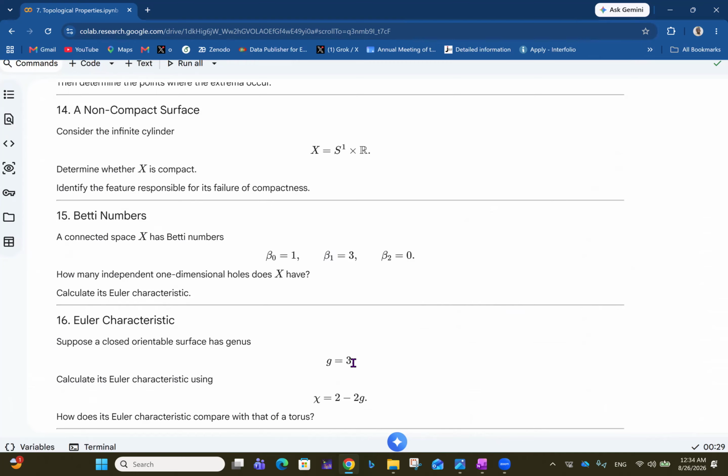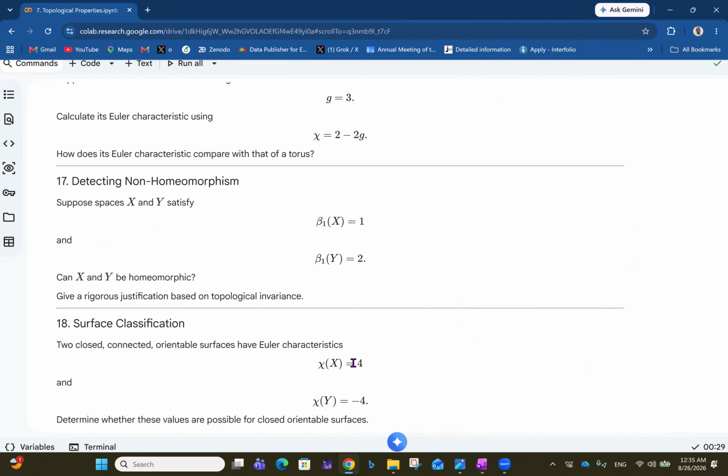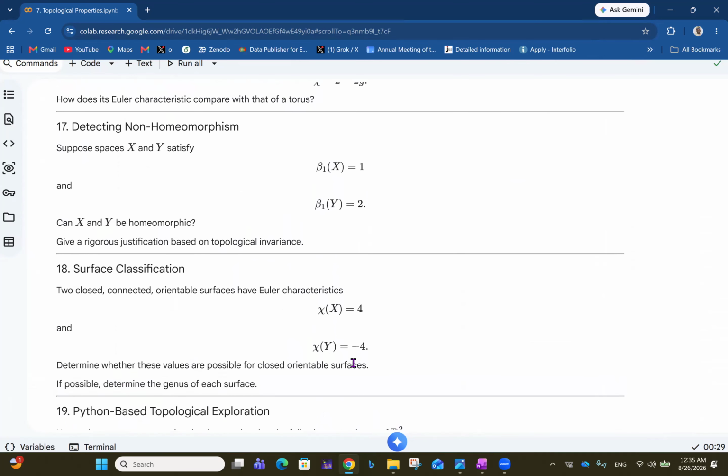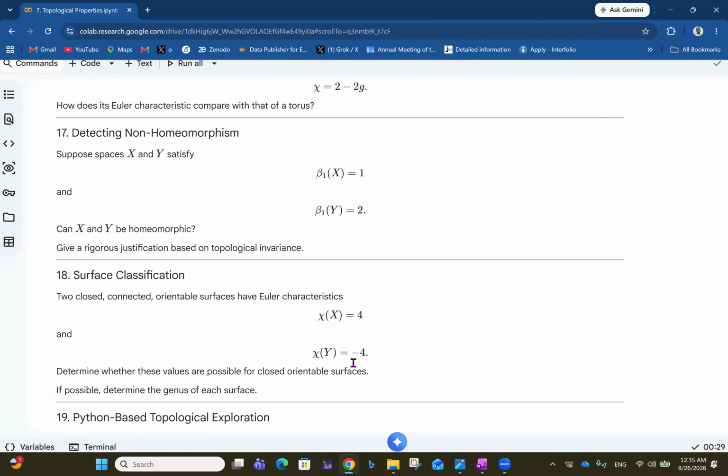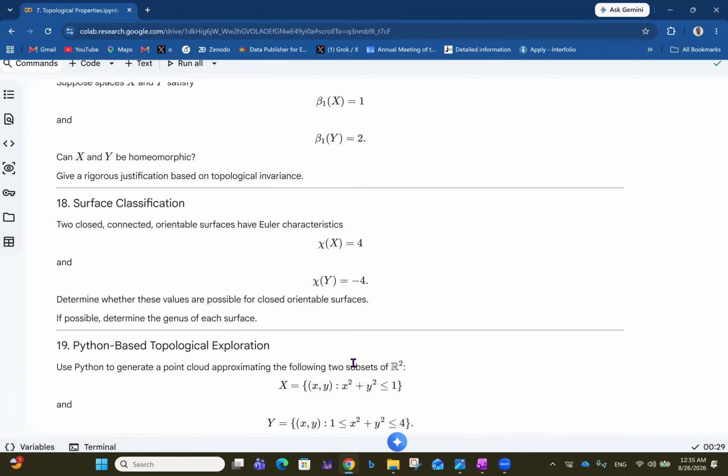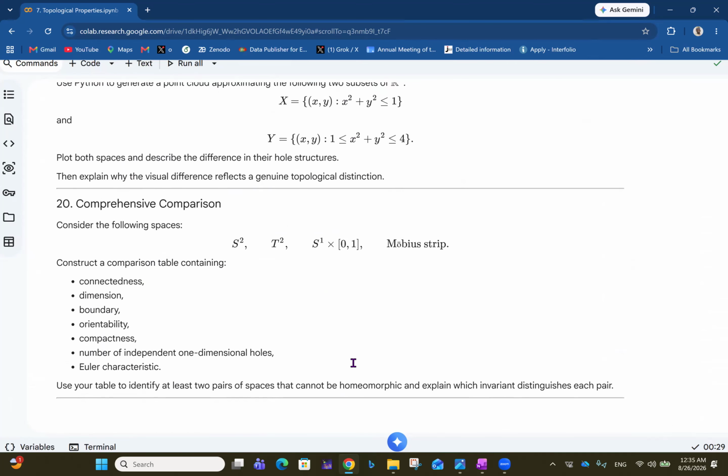The negative value reflects the increasing topological complexity as handles are added. Each additional handle decreases the Euler characteristic by 2. Hence, the Euler characteristic is -4 for the genus 3 surface, and chi equals 0 for the torus. That's what I would have solved. Then you have questions 17 and 18. I should have solved 22, but I don't think it's a problem.